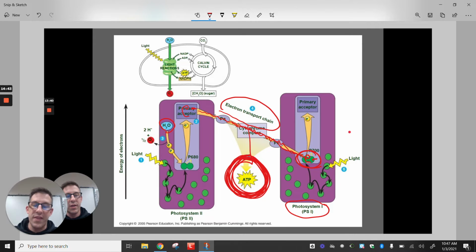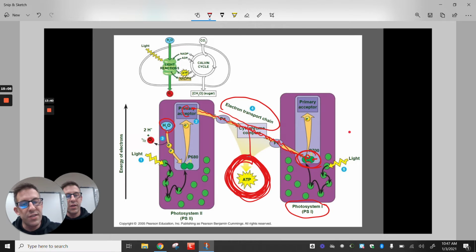Now, at this point, they've lost some energy, right? In their travels through the electron transport chain, they've lost some energy. That's what we see here. That's why this is higher, physically in the picture, than it is here. This is a visual reminder that these electrons have lost energy on their way down to photosystem 1, okay?